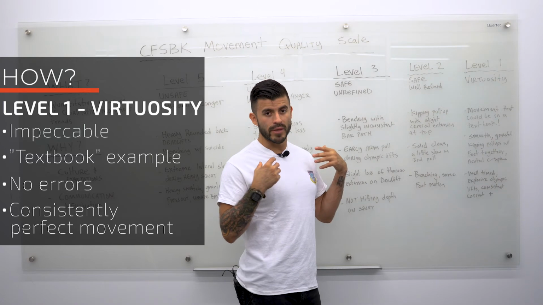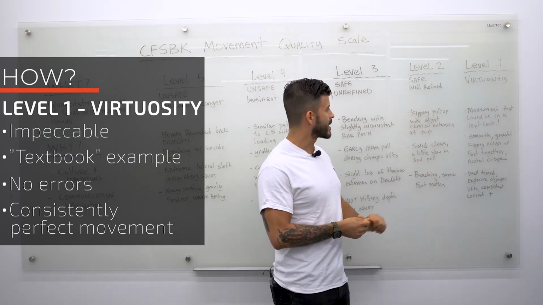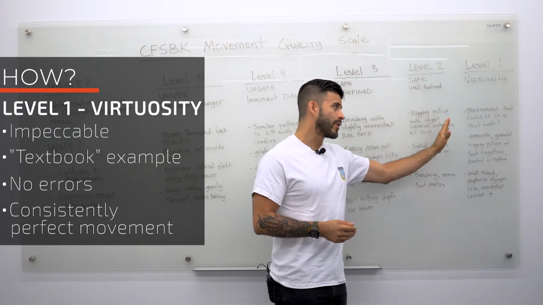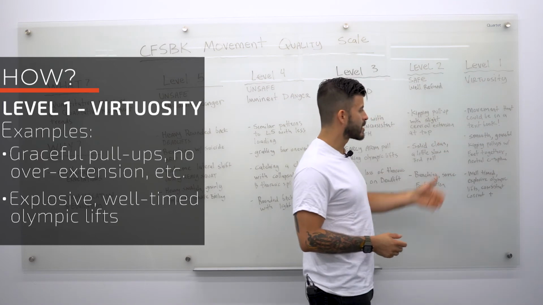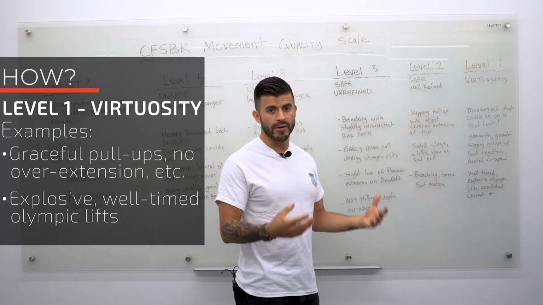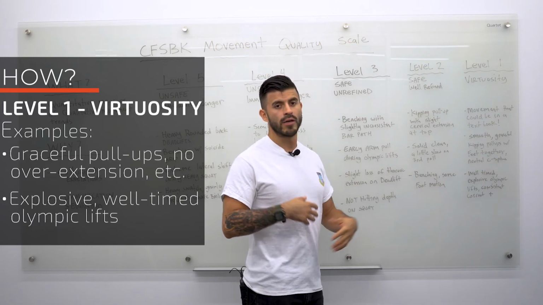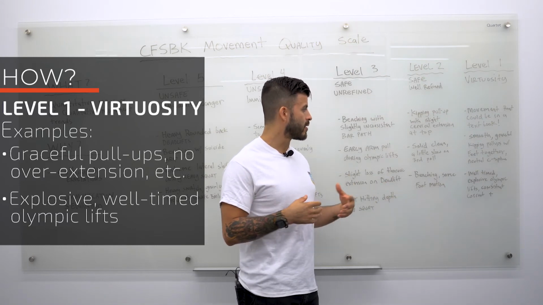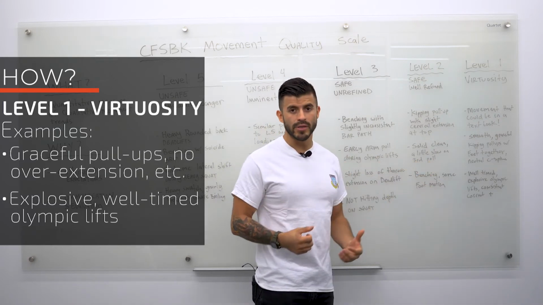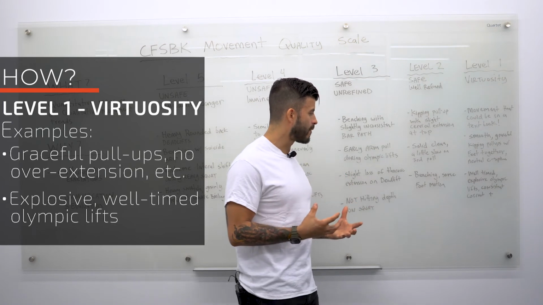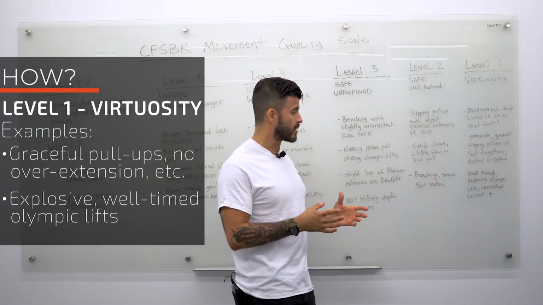And again, this is something that we want to strive for. Not everyone will be able to get to this level of virtuosity. Like I said, we want the minimum to be level 2, but then we can try to push people towards level 1 where appropriate. As an example, a smooth, graceful kipping pull-up: their feet are together, there's no overextension at the top, shoulders are in a good position, no excessive break of the midline position. It could be an Olympic lift that's well-timed, explosive, consistent, powerful. Again, movement where you're like, wow, that's the model, that looks great.